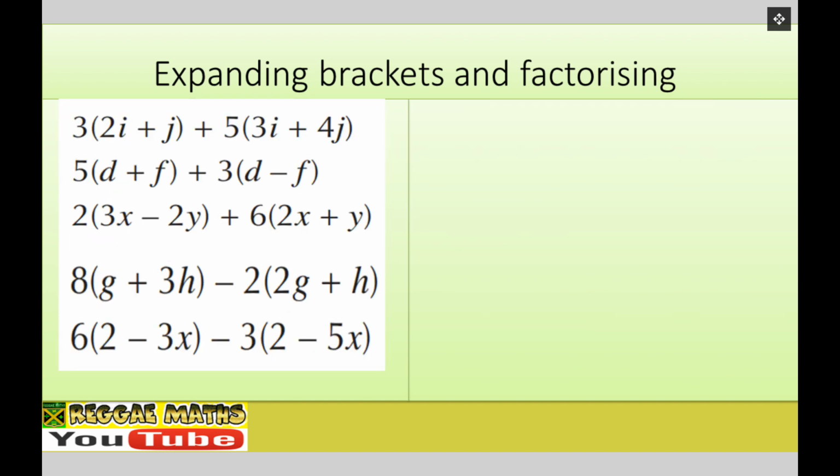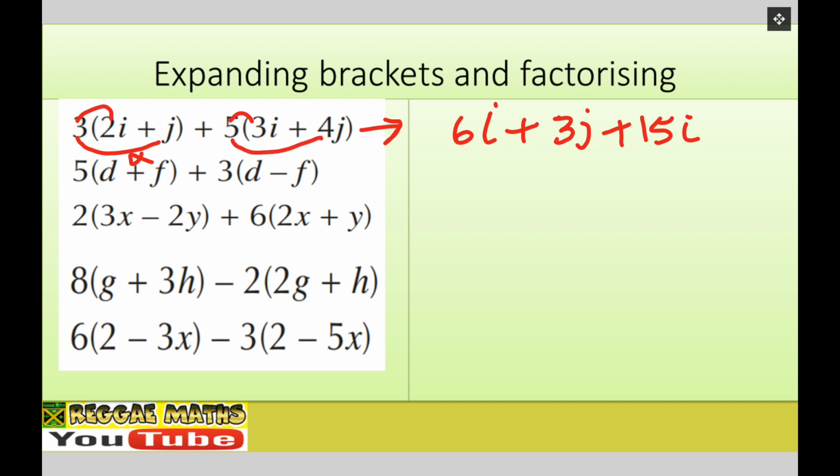Right, I'm going to do the first three at the top and leave the last two for you to have a go at. So, if we go through this now, multiplying out the brackets, the number in front of the brackets here, so we got 3 times 2, so that's 6i. 3 times j, that's plus 3j, plus 5 times 3, that's 15i. 5 times 4, that's 20j.